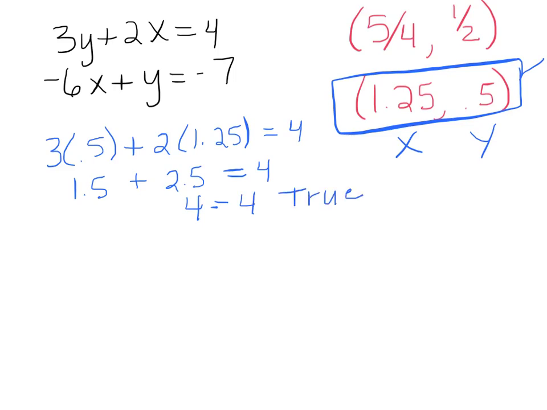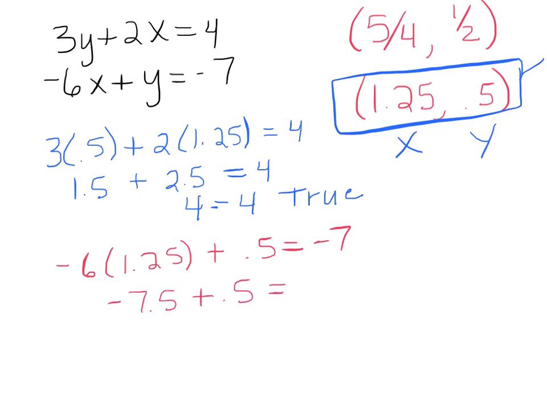But I also have to check it in my second equation. So in my second equation, it's going to be negative 6 times 1.25 plus 0.5 equals negative 7. Negative 6 times 1.25 is negative 7.5 plus 0.5 equals negative 7, which is true. So we've now checked our solution.